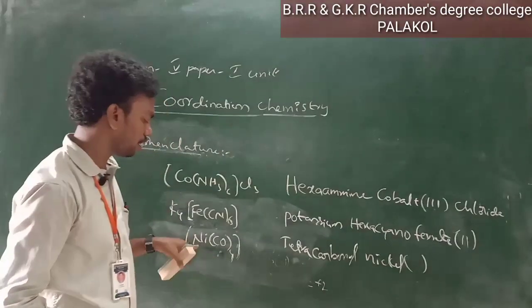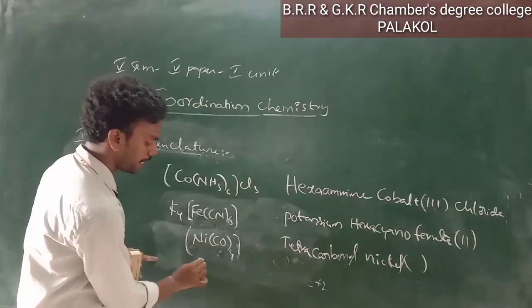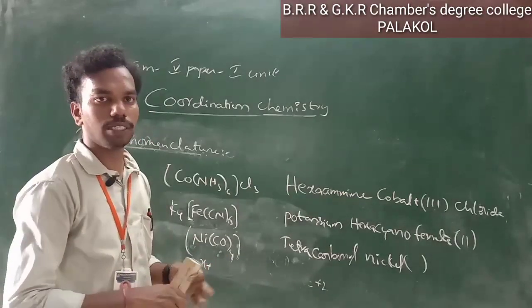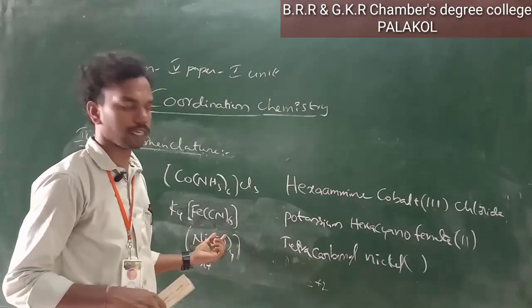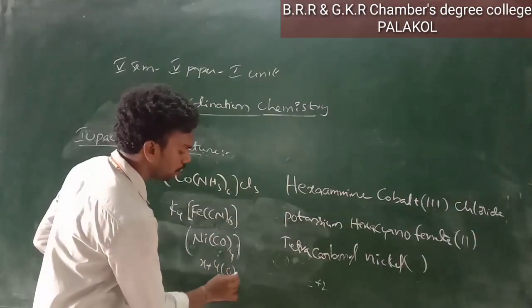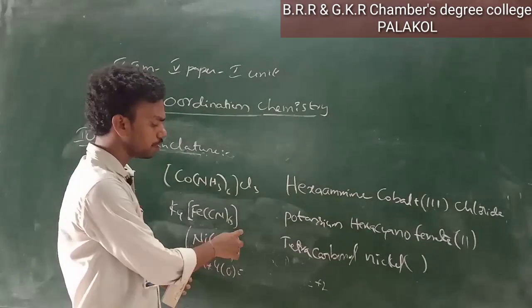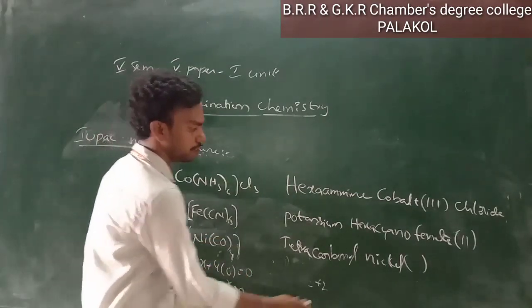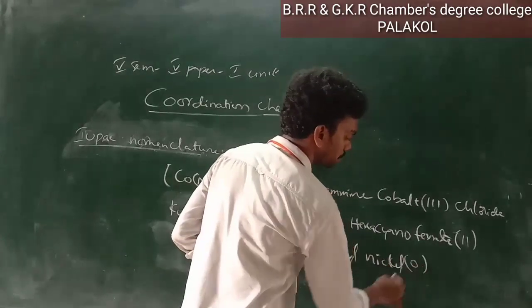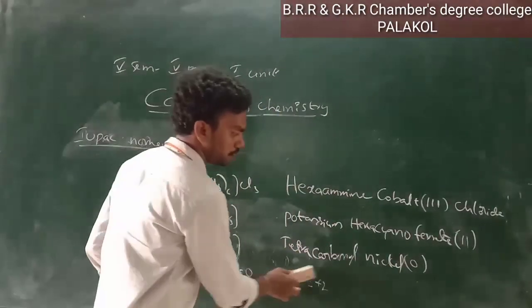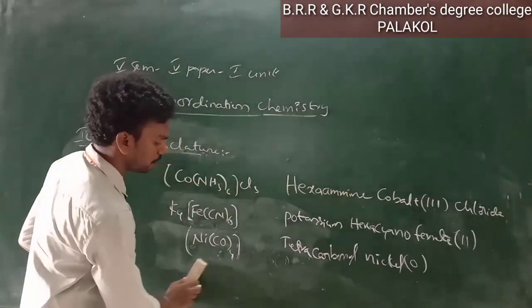Within the brackets, the oxidation state of nickel here. X plus carbonyl, which is a neutral ligand. Over the CO you have 0, no charge here. So that is 4 into 0, which is equal to the charge over the coordination sphere, that is also 0. So X is 0. The oxidation state is 0, just mention 0. So tetracarbonylnickel(0), right?